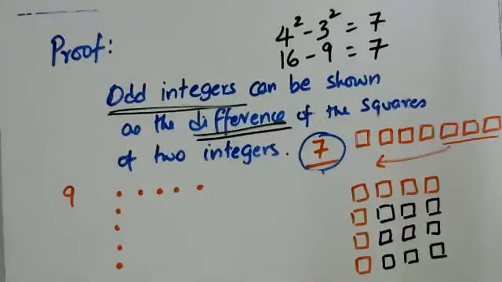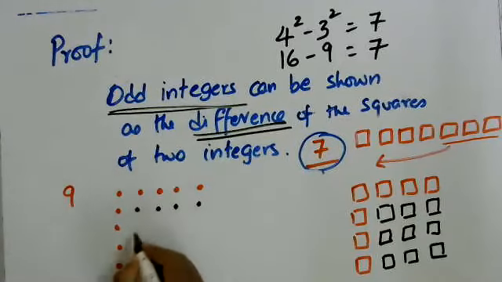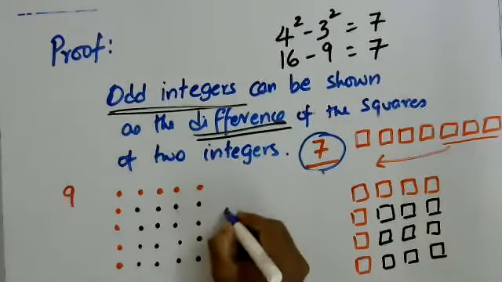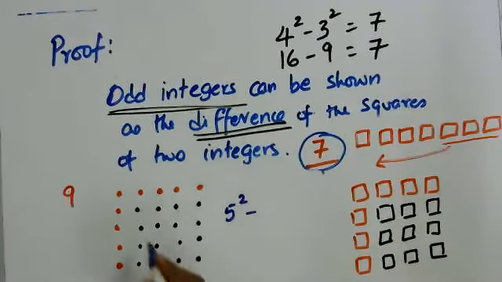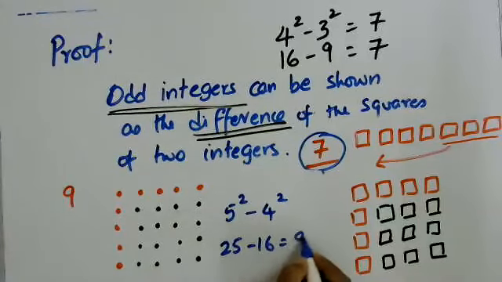Like this. Right? So now, the gap that is there over here can be filled in with the black dots. I used blocks there, I'm using dots here. So, this can then be written as 5 square minus 4 square. And if you do that, 25 minus 16, you get 9.